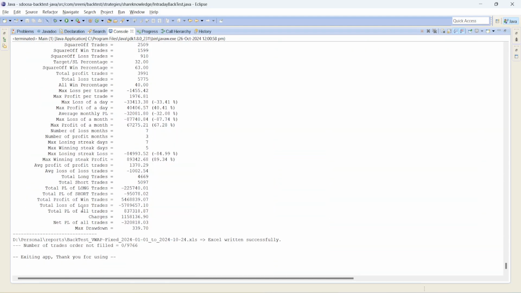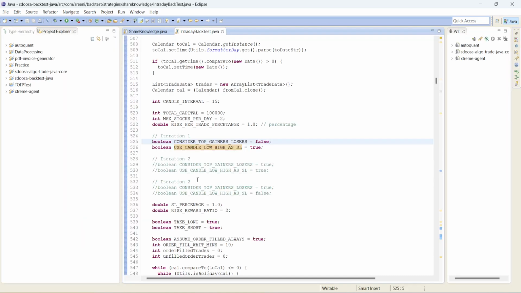The surprising figure here is the total P&L of the trades. Actually, it's positive 8,37,000, but the charges themselves are more than the profits, at 11,50,000. That's the reason the net profit is negative 3,20,000. Don't consider this value for now because this is not a proper strategy. Next, we are going to run iteration 2.